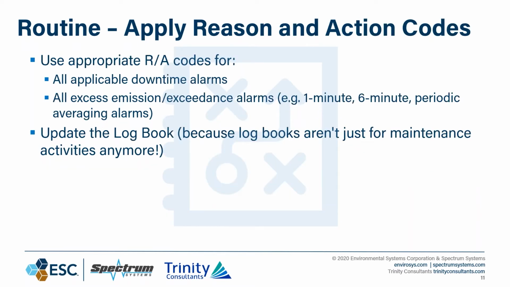When you do have to acknowledge your alarms, in certain instances you have to apply both reason and action codes. You would use the appropriate RA codes for applicable downtime alarms. Also code your excess emission and exceedance alarms, whether those happen on a 1 minute, 6 minute, or hourly basis. And because you are doing this as a manual process, you should update the logbook that you have edited the status of the data and the reason action codes, because your logbooks aren't just for maintenance activities anymore.